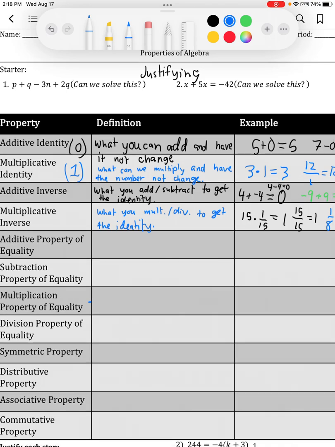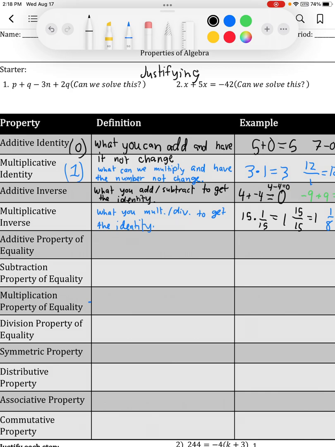We need identities and inverses really to make sure that we can use the next 4 properties. I'm hoping these are some common sense, that we've done enough solving equations at this point that these feel very familiar. The first one is going to be the additive property of equality. It's very similar to the subtraction property of equality, multiplication property of equality, and division property of equality.